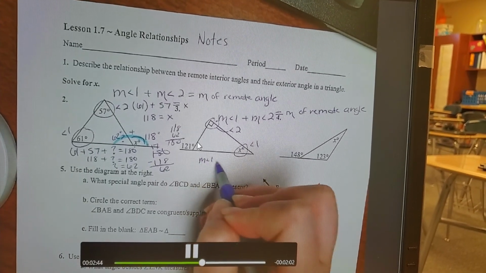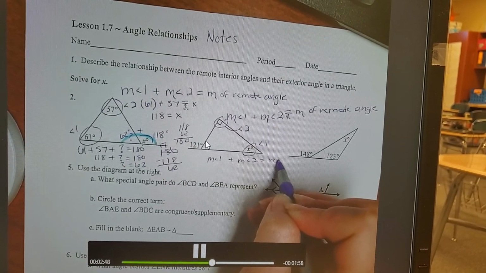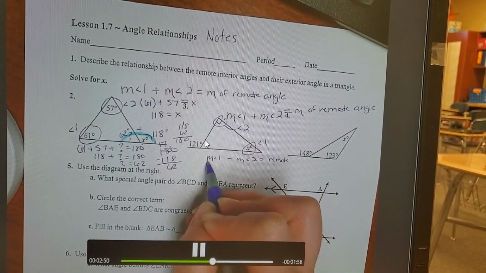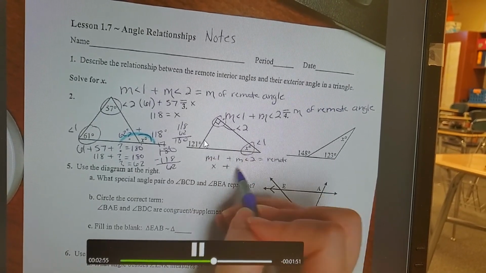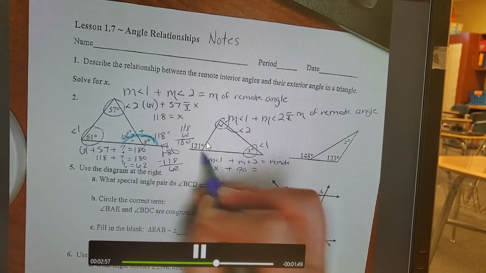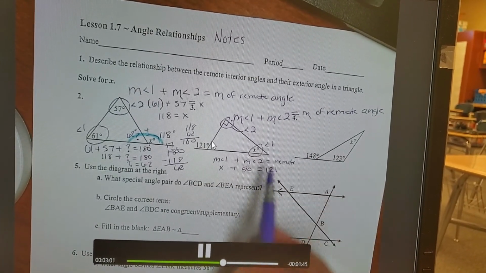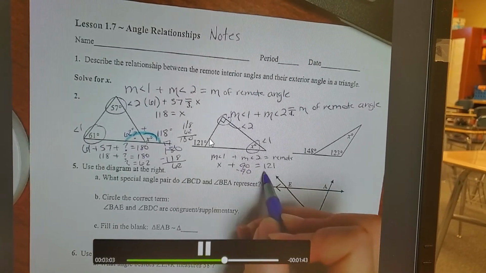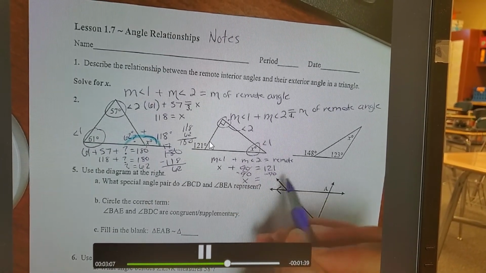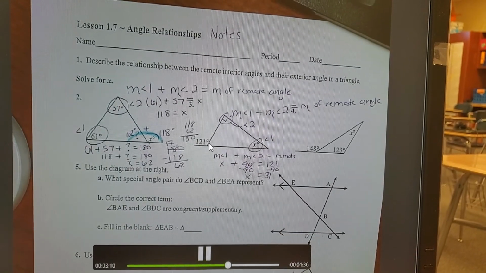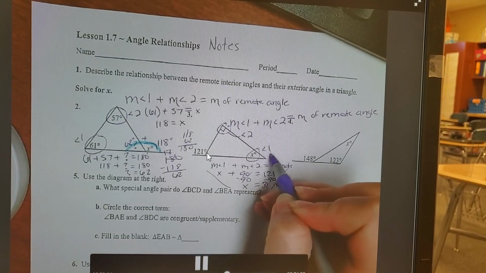So I took the measure of angle 1 plus the measure of angle 2 and set it equal to whatever the remote would be. The measure of angle 1 was x, plus the measure of angle 2, 90, and the remote is 121. If I subtract 90 from each side, I then end up with x equals 31. So 31 degrees for this measure right here.